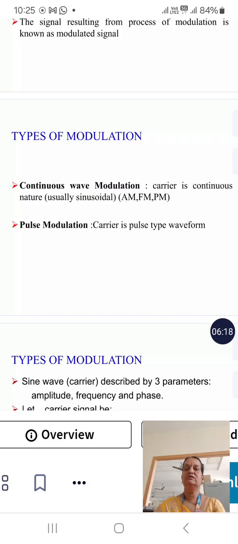So continuous wave modulation is again divided into three types. If the amplitude of the carrier is varied in accordance with the instantaneous signal, that is the original baseband signal, it is called amplitude modulation. If the frequency of the carrier is varied in accordance with the original information signal, that is called frequency modulation. If the phase of the carrier is varied in accordance with the baseband signal, it is called phase modulation. Pulse modulation is totally different, where other than the sine wave as a carrier wave, we use the pulse signal as a carrier signal.